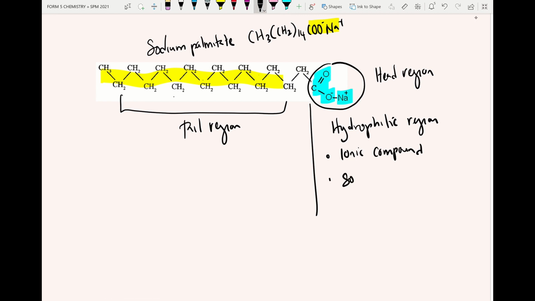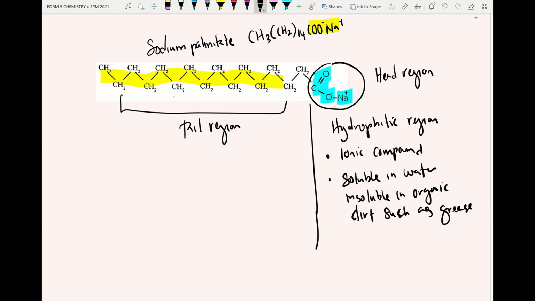And please remember, an ionic compound is soluble in water. It's insoluble in organic dirt, such as what? Such as grease and oil. And please remember, this hydrophilic region is known as the water-loving region. Please remember, water-loving region.